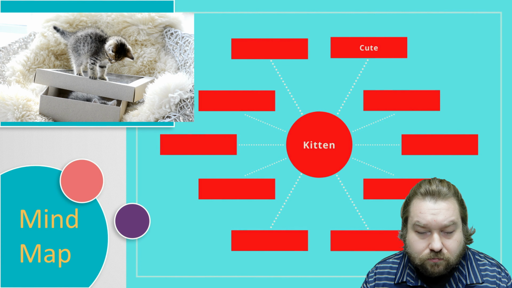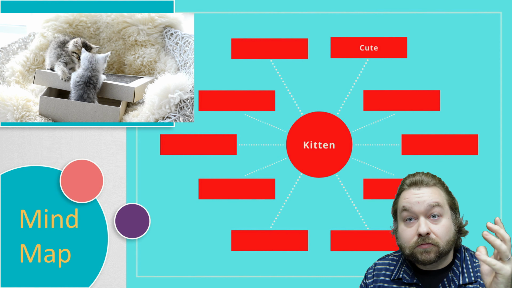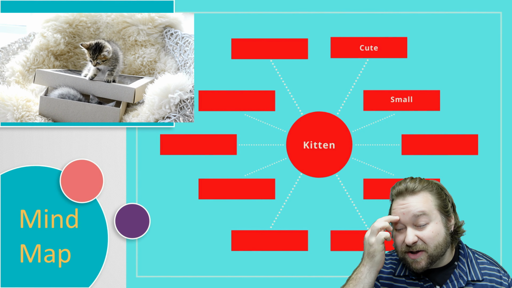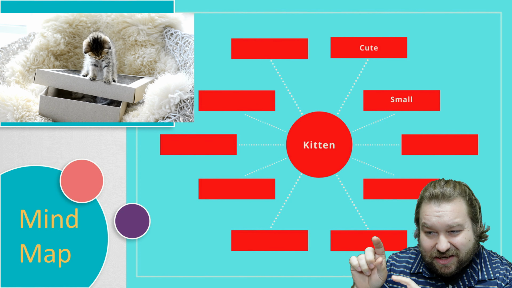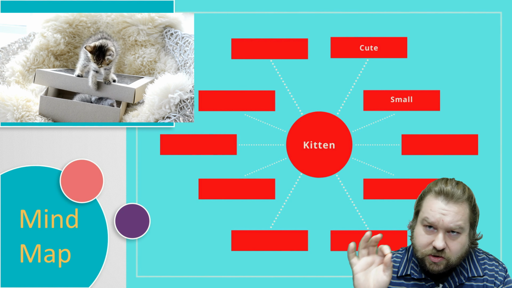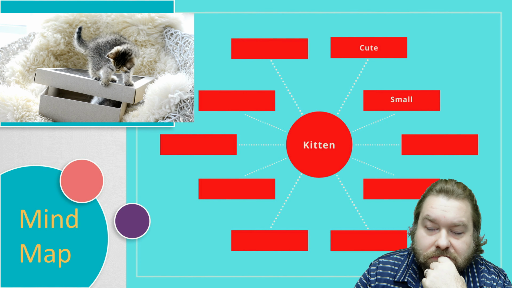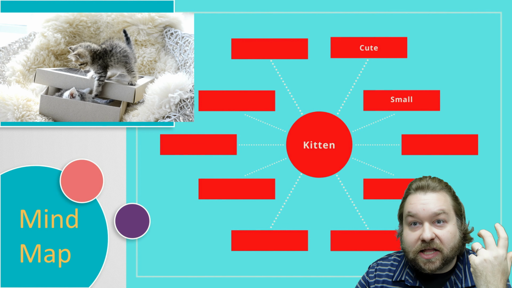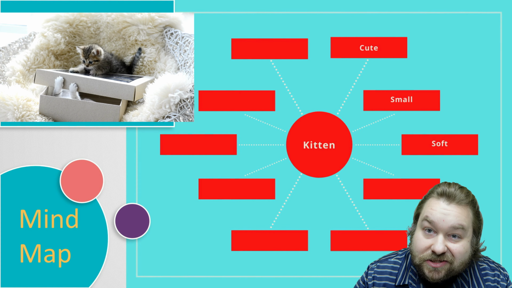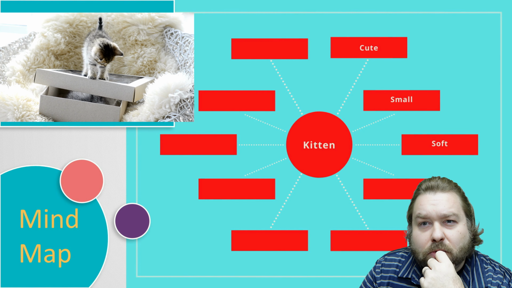What else do we say? Well, kittens aren't big. They're small. So we write down small, right? We want all these things about our topic to go in these boxes. Okay, so our kitten is cute. It's small. What else? Well, I like to pet them. They're soft. Yes, kittens are soft. Okay, we've got soft. Now, what else?